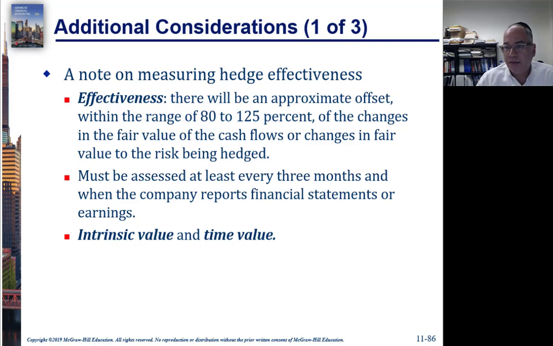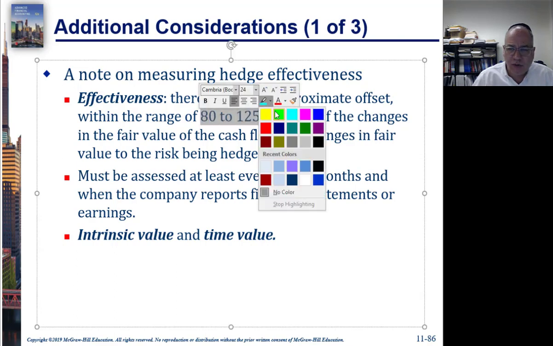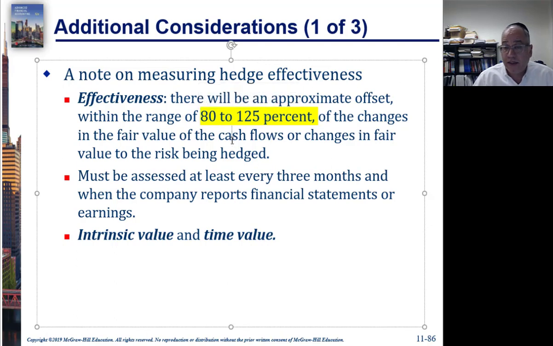So the offset doesn't need to be exact, but it should be within 80 to 125% of the changes in the fair value or cash flows of the risk being hedged. And from what I understand, the FASB doesn't exactly say 80 to 125%, but that's what's generally accepted. That's what everybody does. You need to do this at least every 3 months, and every time you report financial statements.